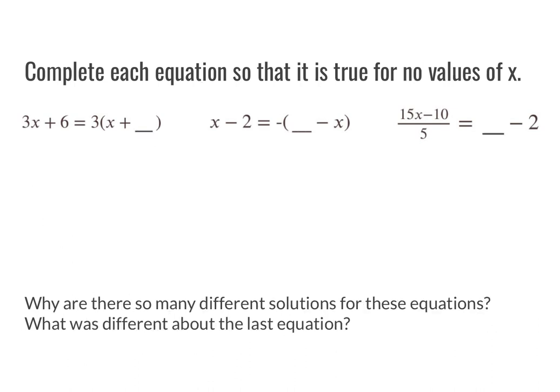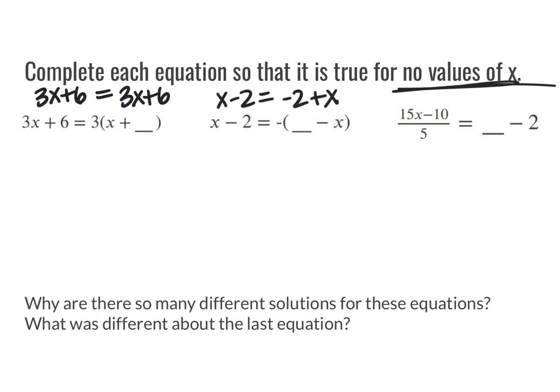Now, we're going to use these same three equations, but this time we're going to look for an opportunity to create no values, okay? We want no solutions this time, so there's going to be no value of x that can make this equation true. So now I just want to remind you of what we did the first time. We had 3x plus 6 is equal to 3x plus 6, right? Because we put a 2 in there. On the other one, we had x minus 2 is equal to negative 2 plus x, because we put a 2 in there. And on the other one, we had 3x minus 2 is equal to 3x minus 2.